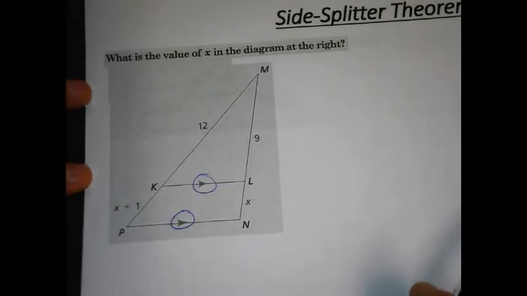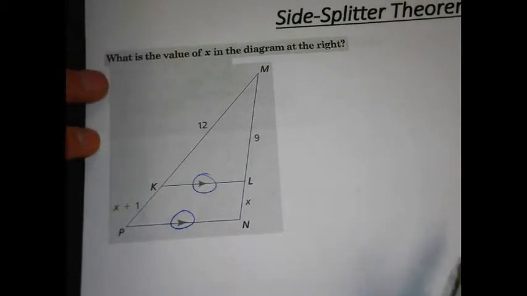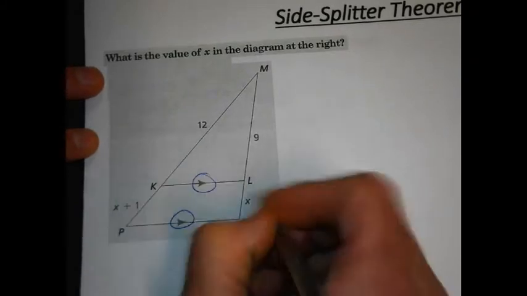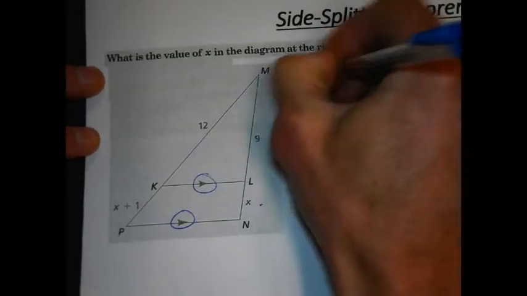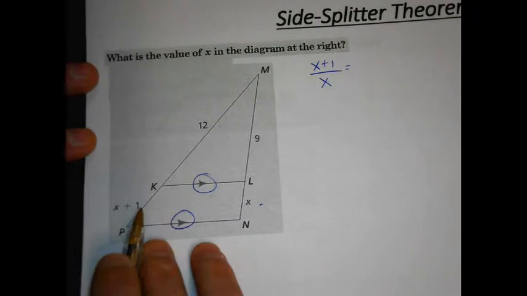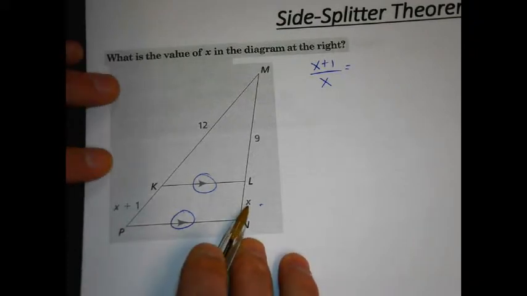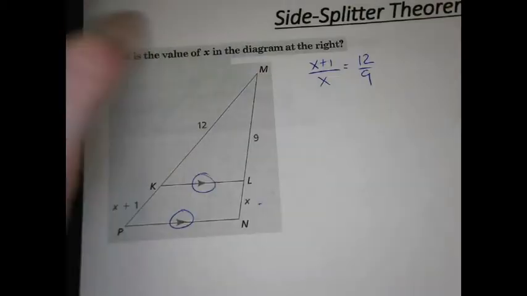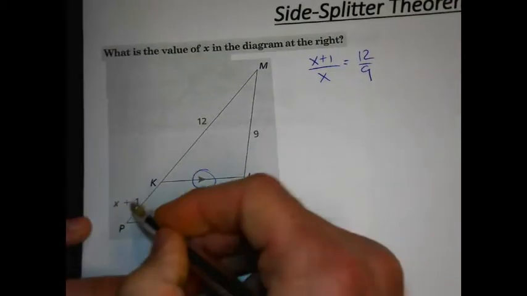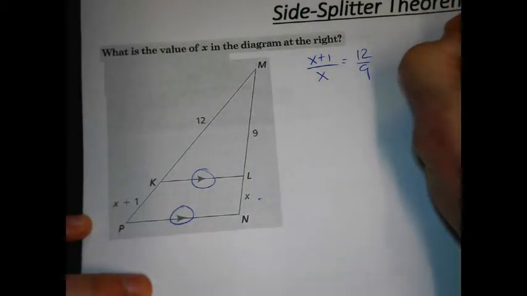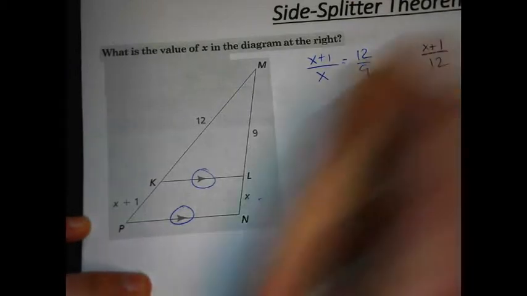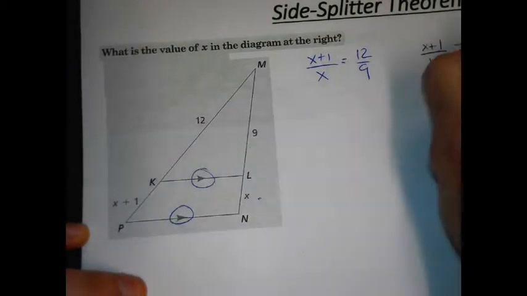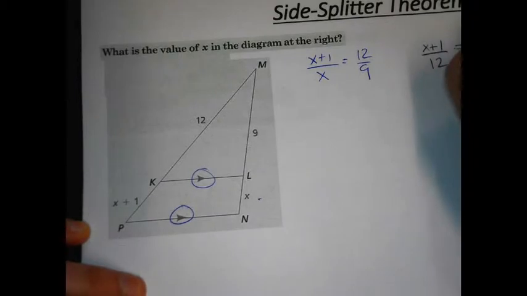We could set up a whole bunch of proportions. We could look at x plus 1 to x. We could look at it that way. And if we look at x plus 1 to x, we could look at 12 to 9. We could look at it that way. We could look at x plus 1 to 12. Okay, so we can look at it that way. If we looked at x plus 1 to 12, we would have to look at x to 9. We could look at it that way.